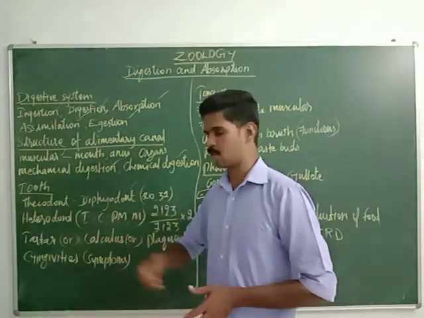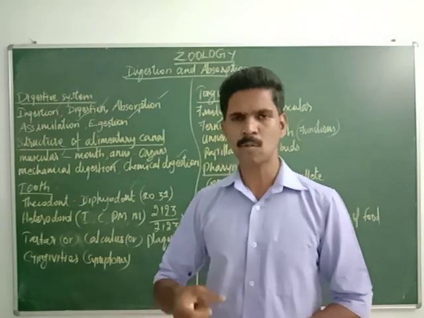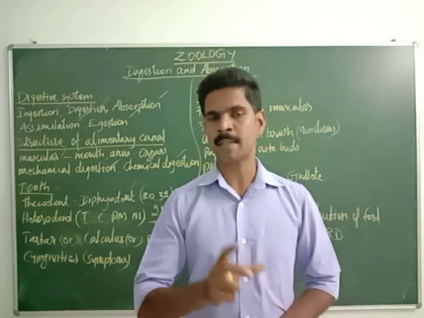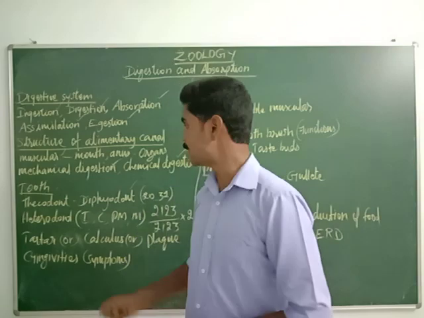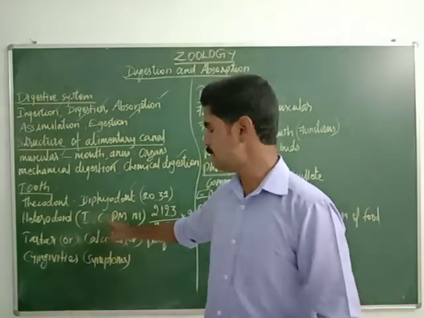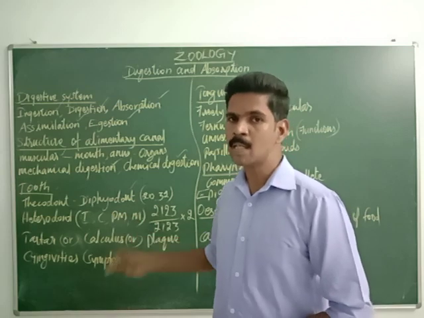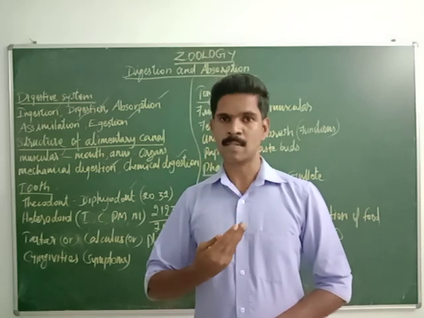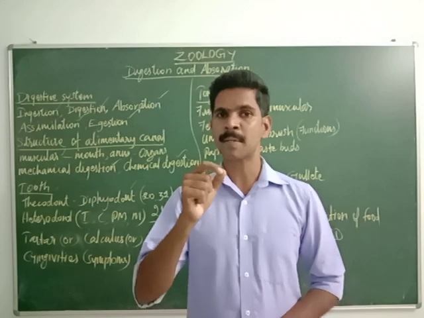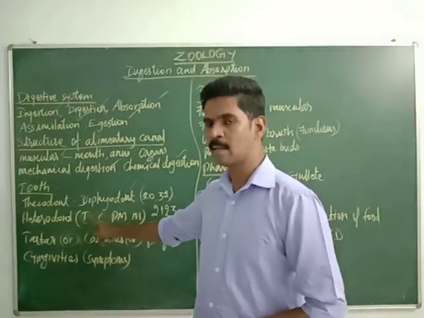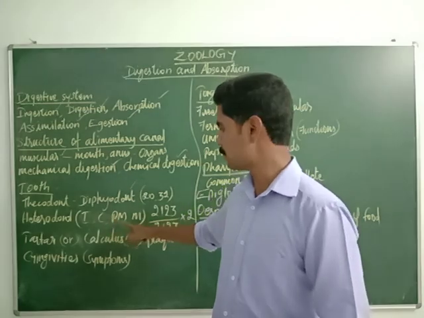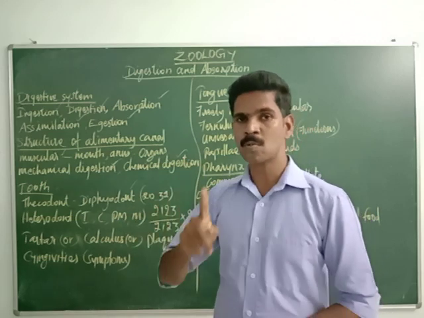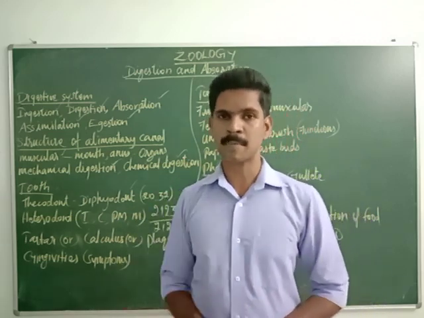Then the next one is heterodont. Heterodont means that in the mouth of a human being there are 4 types of permanent teeth. They are called incisor, canine, premolar and molar. In both the upper jaw and the lower jaw, a particular number of incisors, canines, premolars and molars is there. Totally 32 permanent teeth are present in the mouth.